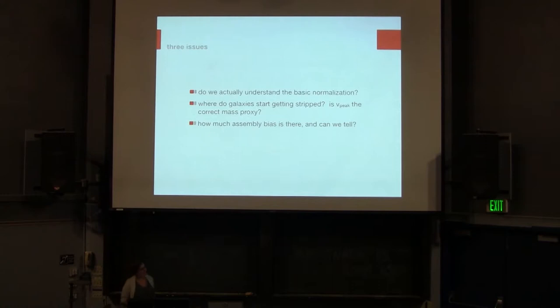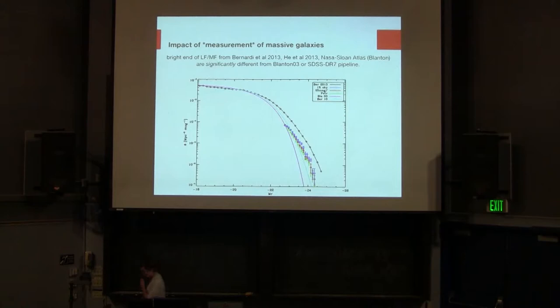So I just want to focus now on a couple of issues which I think are interesting here. One is, do we actually understand the basic normalization? So in Rachel Reddick's paper, we talked about the constraints on the relationship between stellar mass and halo mass. And actually, I'm sure nobody read the whole paper, but there was a long section which compared different stellar mass estimates in the literature. And it turns out that that totally dominates the uncertainties, right? So I want to re-emphasize that point.